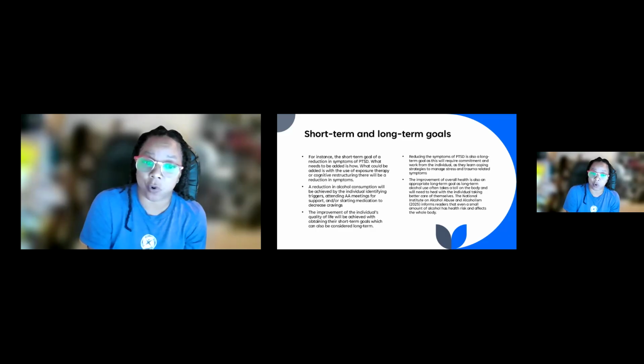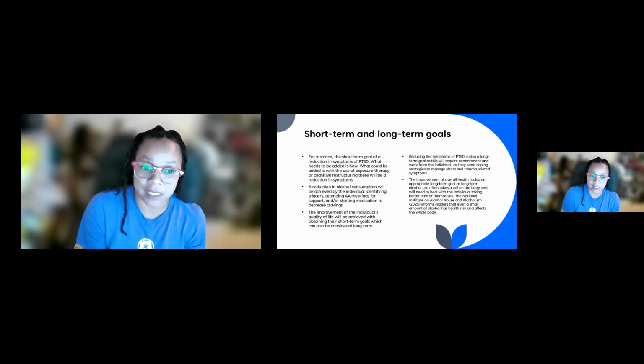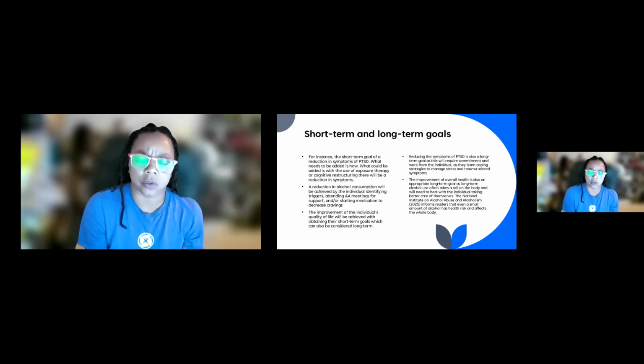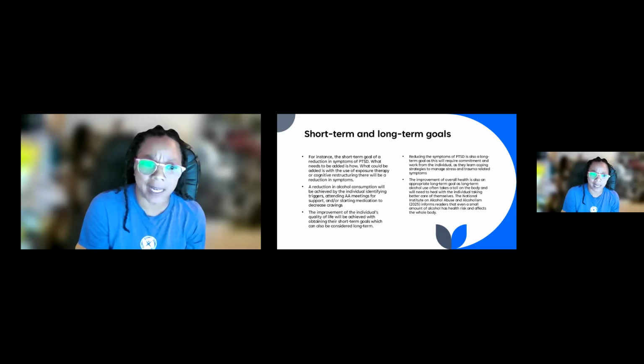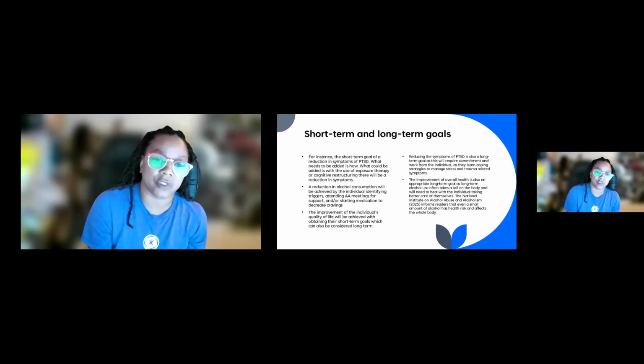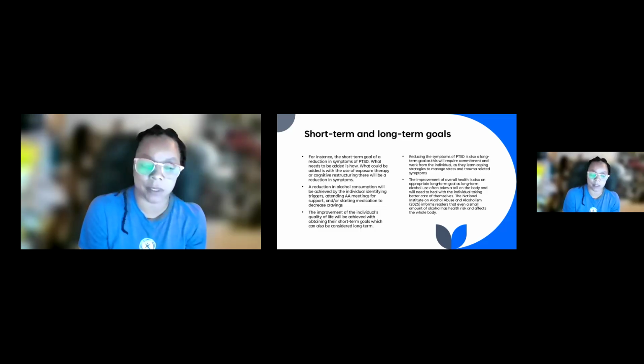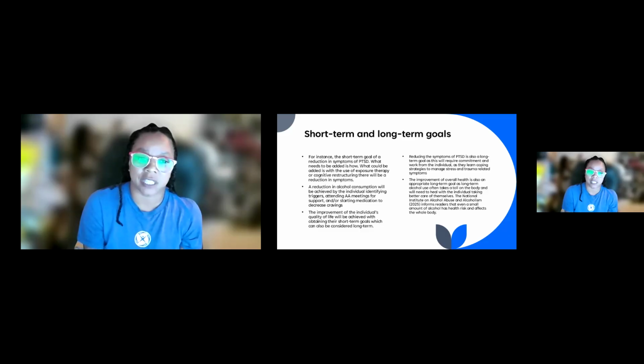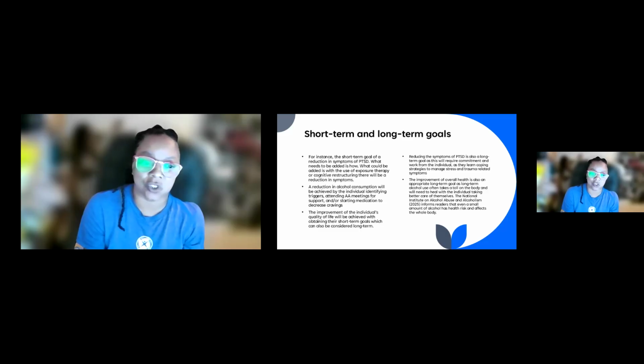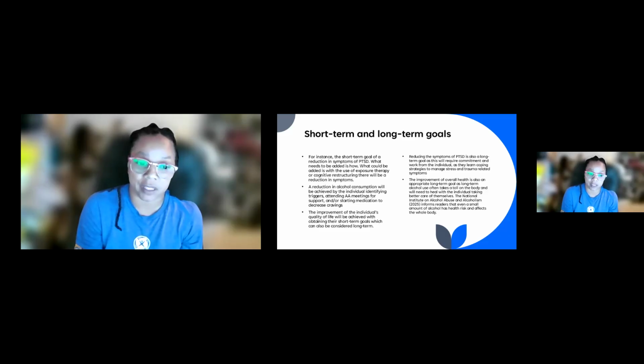For instance, the short-term goal of reduction in symptoms of PTSD. What is needed in that is how. So a suggestion for what could be added is: with the use of exposure therapy or cognitive restructuring, there will be a reduction in symptoms. Also, a reduction in alcohol consumption will be achieved by the individual identifying triggers, attending AA meetings for support, and or starting medication to decrease cravings.